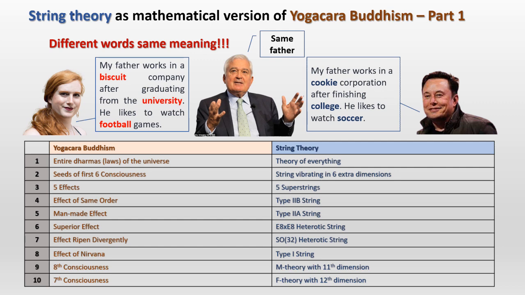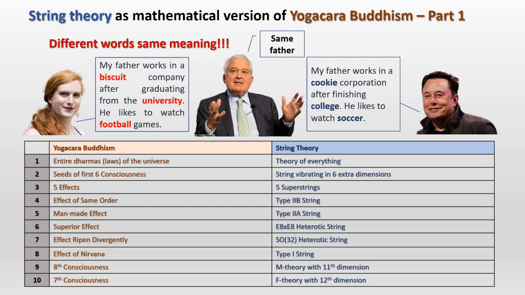The entire dharmas or laws of the universe in Yogacara Buddhism is called the theory of everything. Seeds of the first six consciousnesses in Yogacara Buddhism is called strings vibrating in 6 extra dimensions. 5 effects in Yogacara Buddhism is called 5 superstrings. Effect of same order in Yogacara Buddhism is called type 2B string. Man-made effect is called type 2A string. Superior effect is called E8 times E8 heterotic string. Ripen divergently is called SO(32) heterotic string.